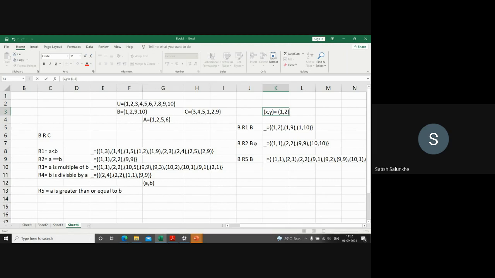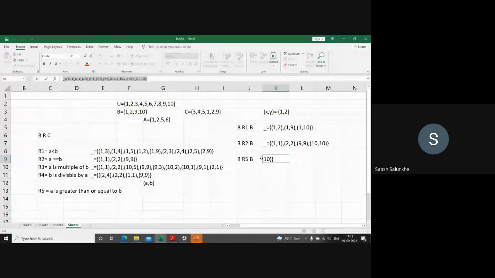Now coming to R2. Is it transitive? Yes or no? Yes, sir. Yes. Now coming towards this, what is this? R5. So is it transitive? Is this relation transitive? R5.